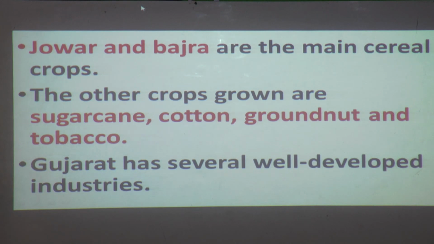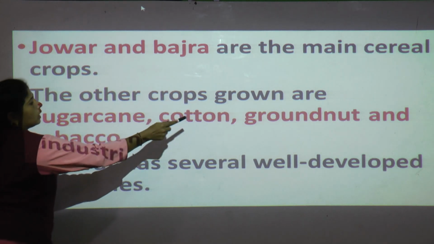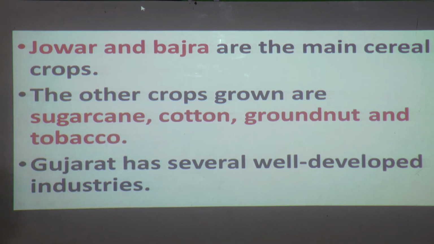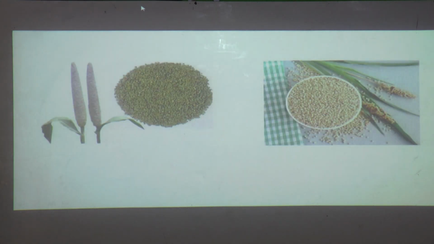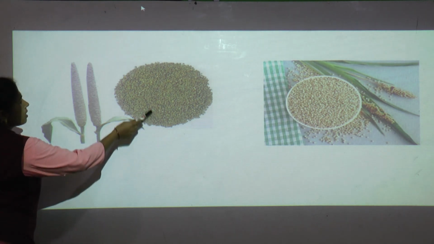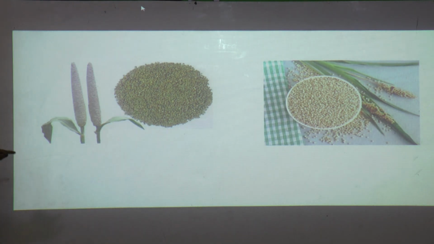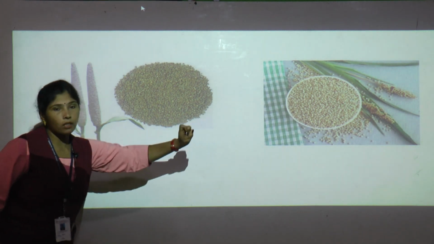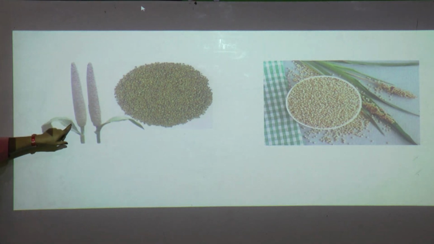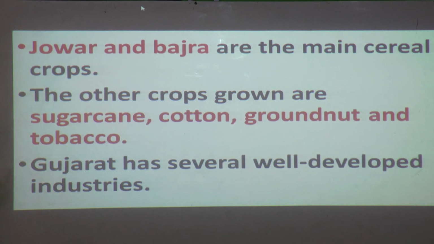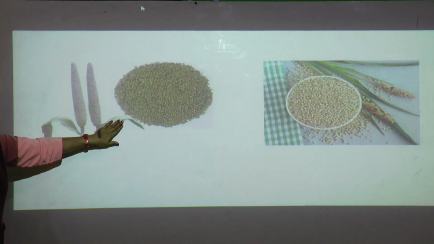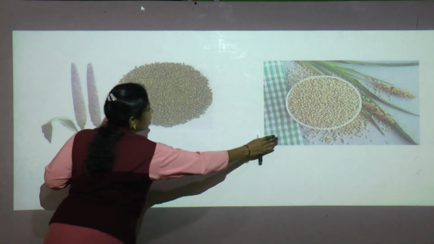And what else do they grow? Jowar and bajra are the main cereal crops. Apart from that, we have sugarcane, cotton, groundnut and tobacco. Can you see this image and tell me which it is? Yes, that is ragi. And what is this? Jowar. Okay, sorry, this is bajra and this is jowar.